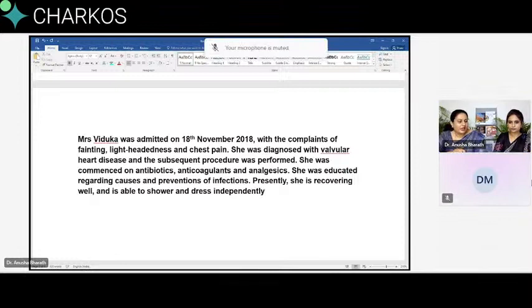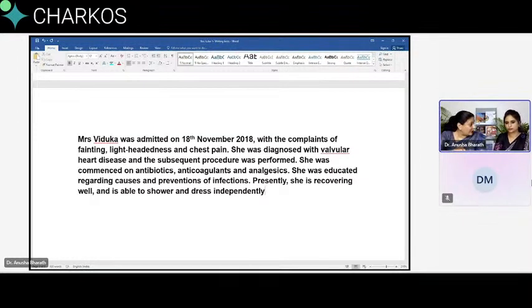Comma. And we should also mention that she is able to mobilize. Okay, so we can use the connector here as well. As well as. I think we have to separate it with a comma after dress independently, comma. Thank you for that. As well as mobilize with a stick or frame.